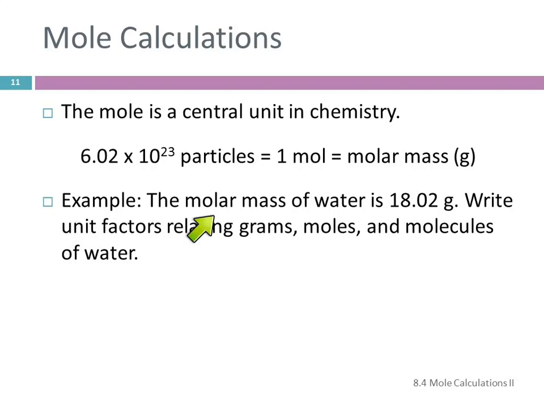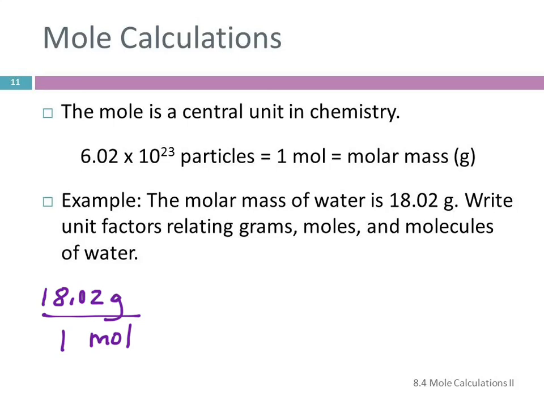Well, let's look at water. The molar mass of water is 18.02 grams. So let's just write some unit factors that relate grams, moles, and molecules of water. So how about one that's grams on top and moles on the bottom? One mole is equal to the molar mass in grams. They give us that. 18.02 grams is the mass of 1 mole. So then we can write a relationship here, 18.02 grams over 1 mole.